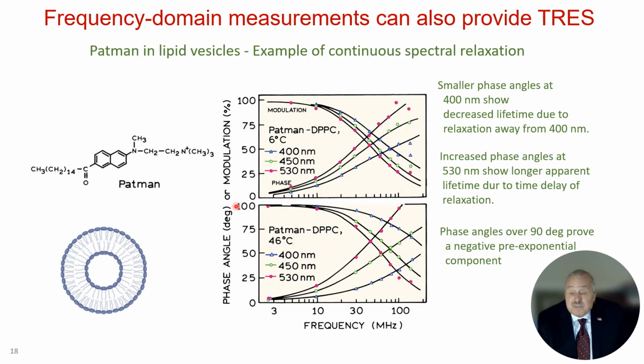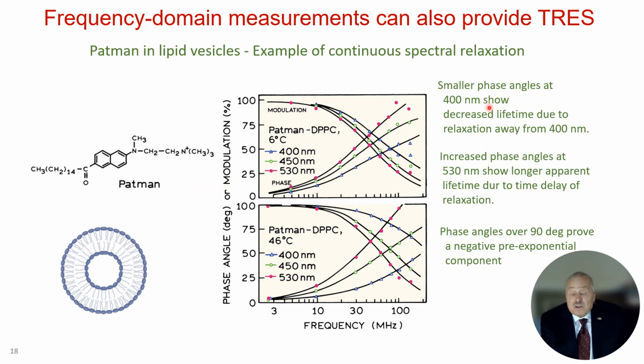The next case we want to look at is a different probe, which we call PATMAN, also in lipid vesicles, above and below the phase transition, but this time it's done in the frequency domain. And what motivated me to do this experiment is I read a paper by a prominent person in the area of fluorescence, and he made the statement, time-resolved spectra could never be obtained using the frequency domain. So I thought it could, so I had to prove him wrong.